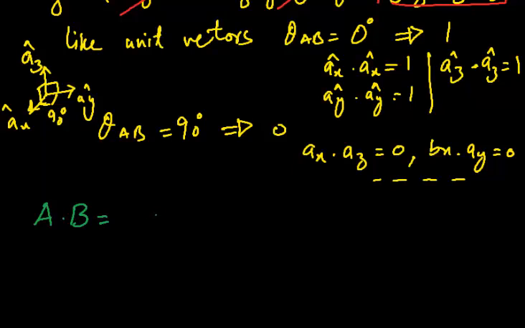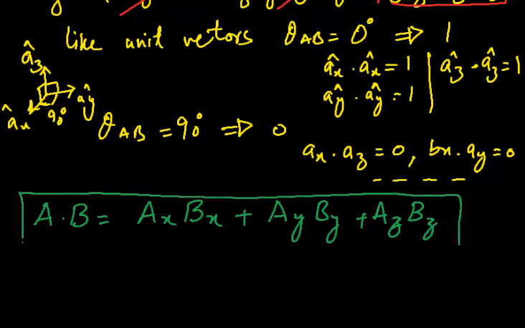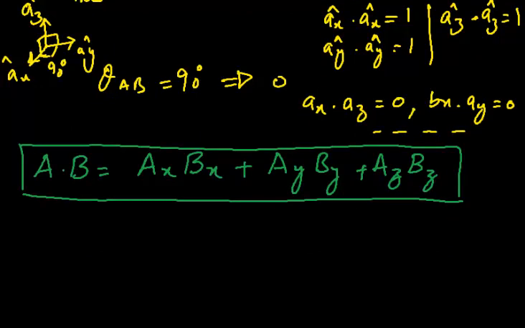So at the end, I'm going to get a dot b, which gives me ax bx plus, because we get 1 over here, ay by plus az bz. So this is the final result of the dot product of a and b, where a has x, y, and z components and b has x, y, and z components. So this is how we found the dot product of two vectors.